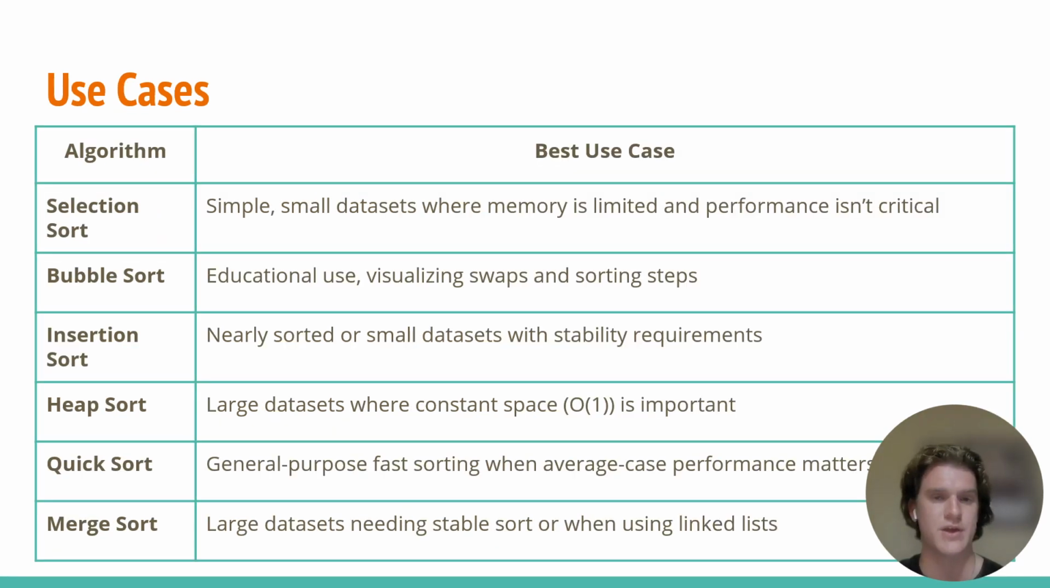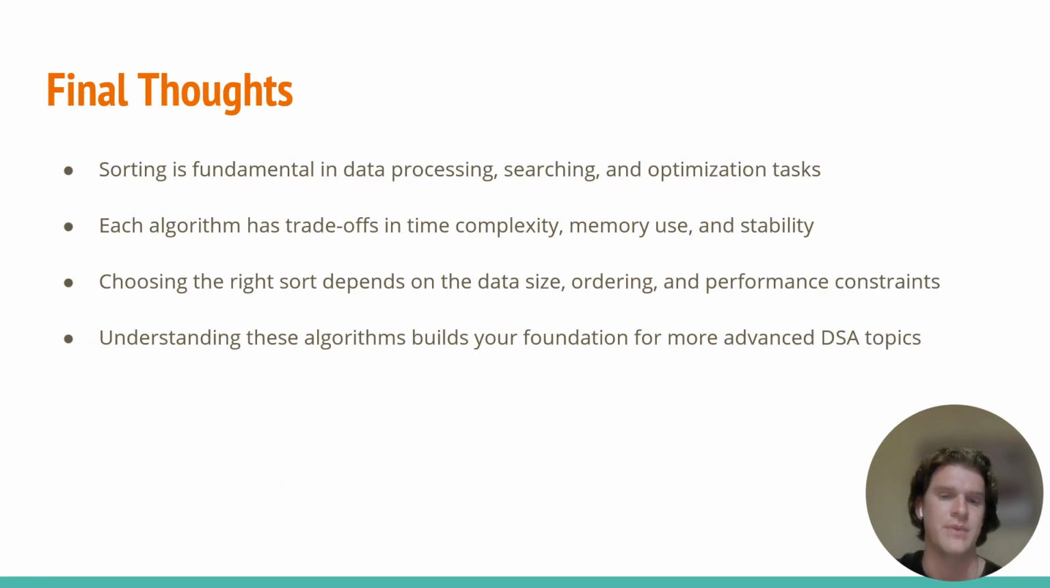So here's a quick summary of the best use cases. Selection and bubble sort are good for small or educational scenarios. Insertion works well on nearly sorted data. Heap is memory efficient. Quick is fast on average, and merge is stable and predictable.